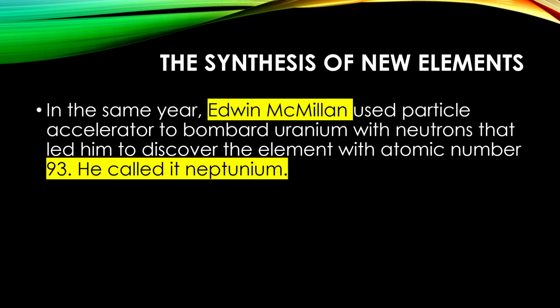In the same year, 1940, Edwin Macmillan used a particle accelerator to bombard uranium with neutrons, which led him to discover the element with atomic number 93. So in 1940, Edwin discovered element 93 and he called it Neptunium.